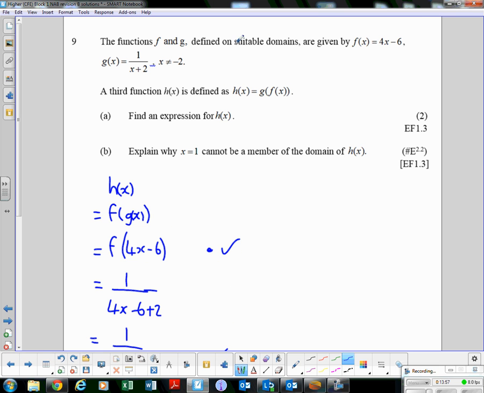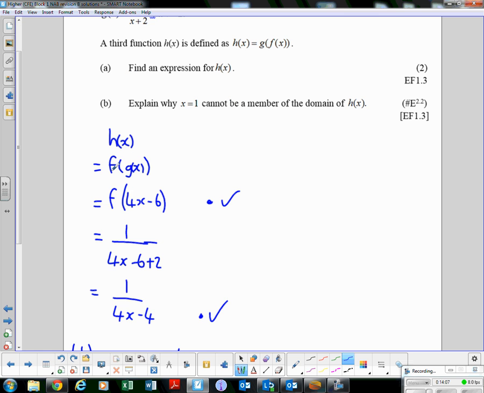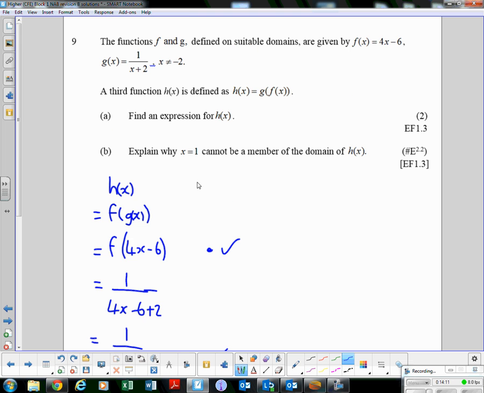Functions f and g defined on suitable domains are given by f of x and g of x. h of x is equal to g of f of x. Find an expression for h of x. So h is g of f, I've just got that bit the wrong way around. Slight mistake. Let's just change that. So that's g of f.